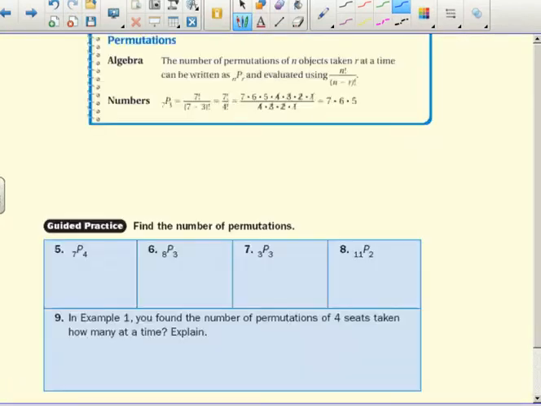There's a formula that we have for permutations. We write it like this: n.